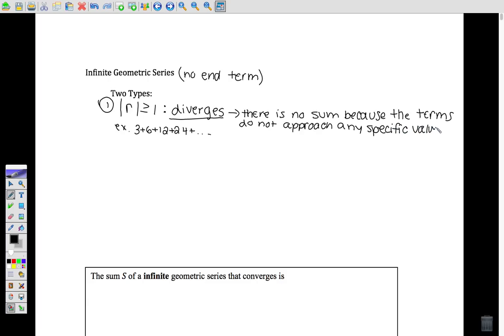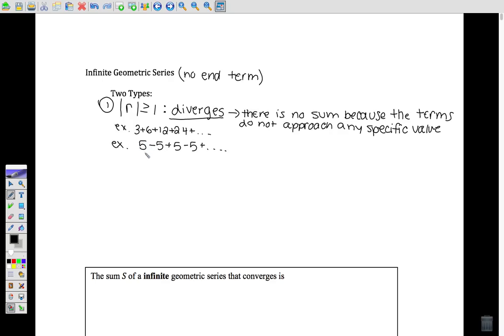There's no telling what these terms are going to get to. You just keep multiplying by 2. They're going to get huge. So there's no kind of way to narrow this down. Another example is, say your common ratio was -1. So something like that could be 5 times -1 times -1 times -1. In this case, the numbers are just alternating between 5 and -5, but they're still not approaching anything.